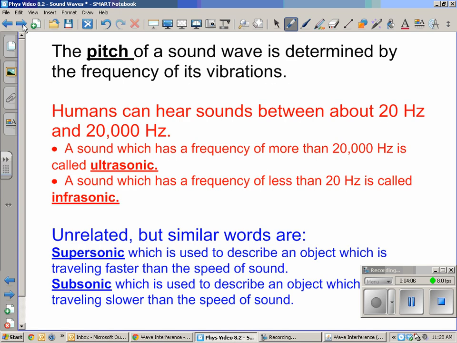All right, now the pitch of a sound is determined by the frequency of the vibrations. All right, in other words, the higher the pitch is, the higher the frequency is.